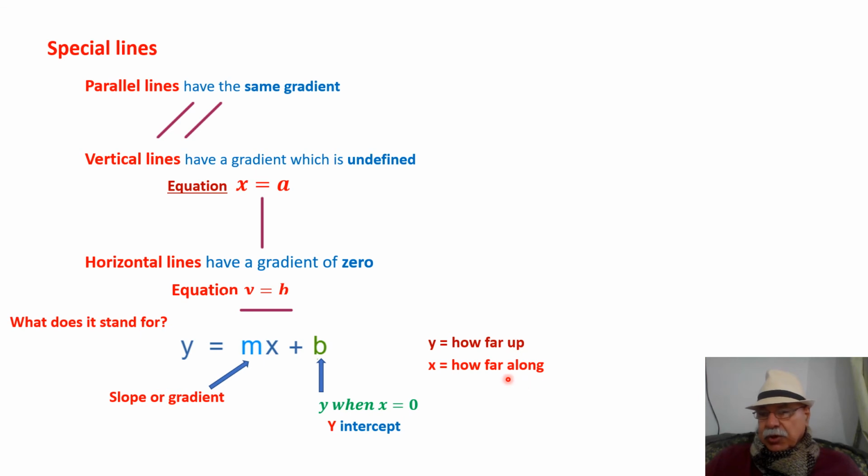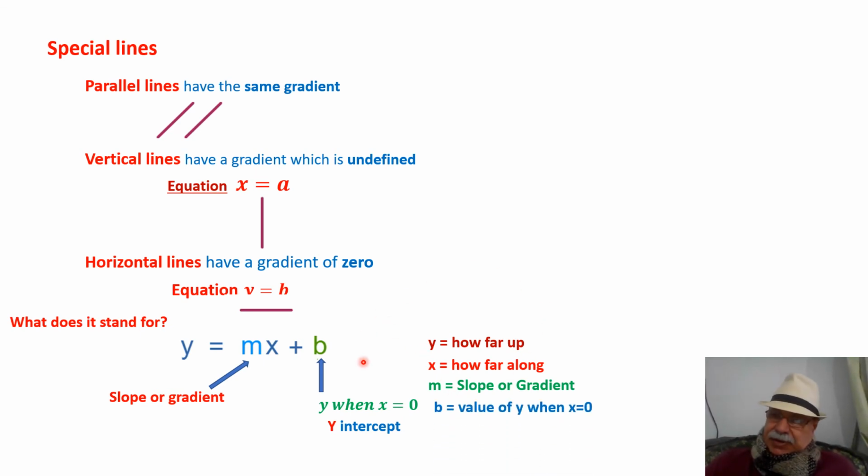Here x means the length along x. And m is the slope or gradient of the line. b is the value of y when x equals 0. How can x equal zero? As a horizontal line, meaning this horizontal line when x equals 0. This means b is the value of y when x equals 0.